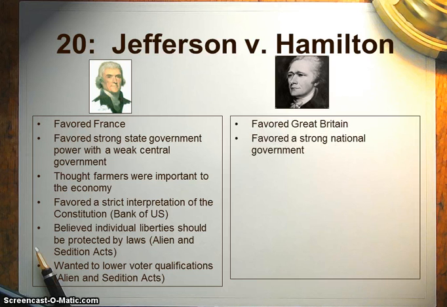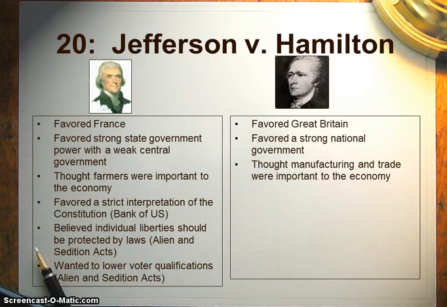Hamilton, on the other hand, favored Great Britain. He felt like they were our first trading partner, therefore we should continue to trade and have laws that favor them. Hamilton favored a strong national government. He thought manufacturing and trade were important to the economy. Again, this makes sense given that he was from New York and surrounded by manufacturing and trade. Jefferson was a farmer from Virginia.